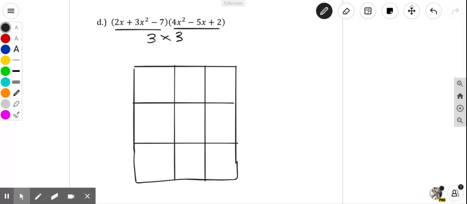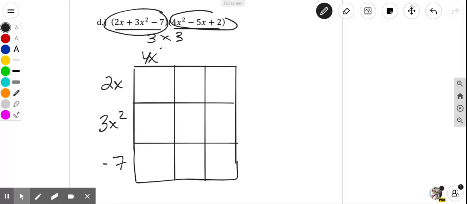So you're going to set it up where all of the terms, say all three of these terms with their signs, go either on the left or on the top. So I'm going to put 2x here, 3x squared here, and then negative 7 here. Then along the top, I'm going to have these: 4x squared minus 5x plus 2. And then on the inside of the box, in this box, it's going to be these two multiplied together. So 4 times 2 is 8. X to the first times x squared is x to the third. Then this box is going to be these two.